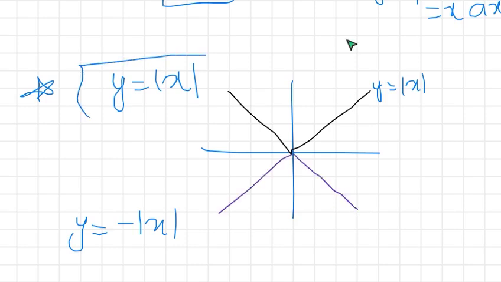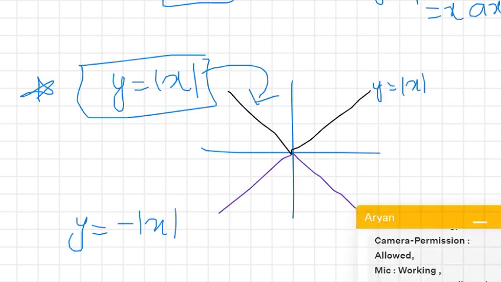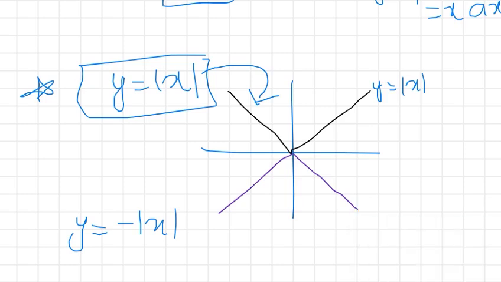So basically, if you know the formula, if you know the diagram for this, y equal to absolute value of x, you already have that graph, which is this.